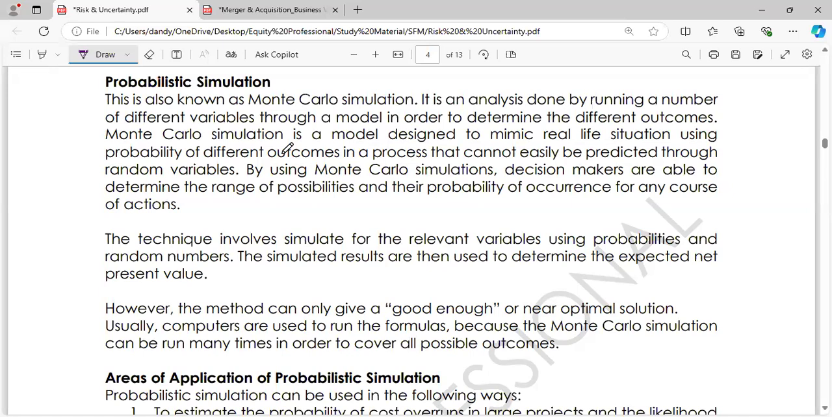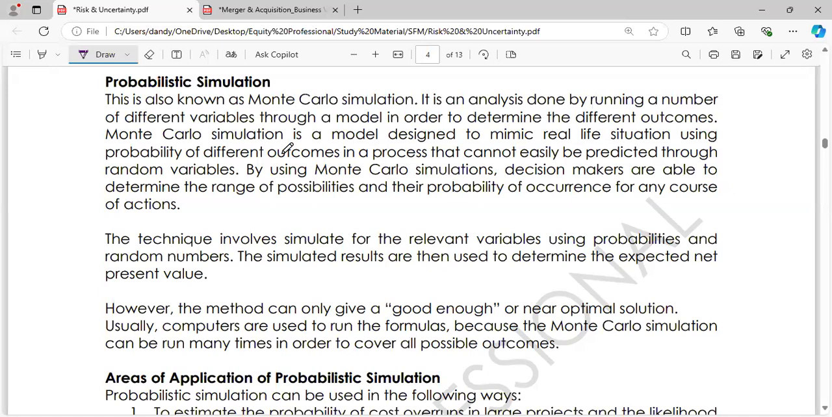In the determination of expected value or expected net present value using the simulation method, the most important thing to do is to simulate for each variable of receipts and payments. Then step 2, you move to calculating net present value. So the result is what is called expected NPV using the simulation method.